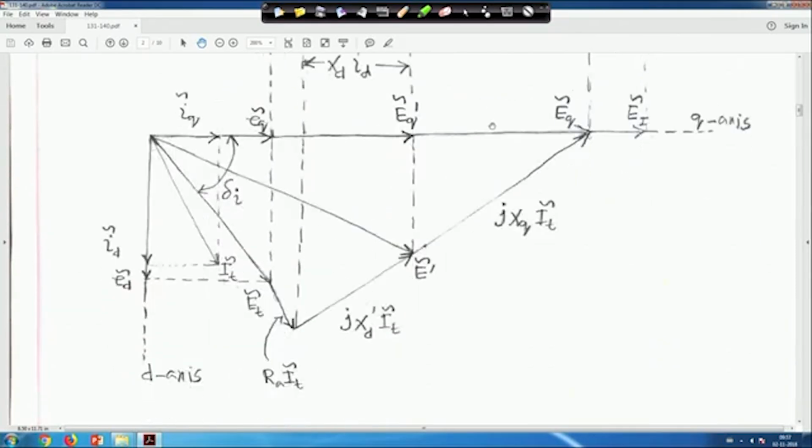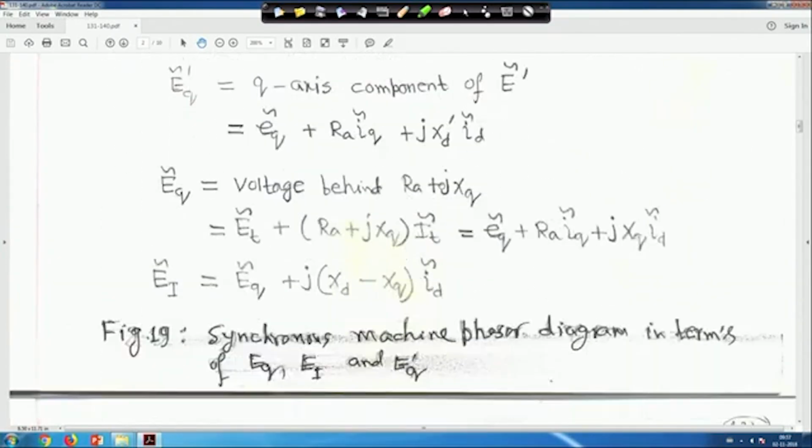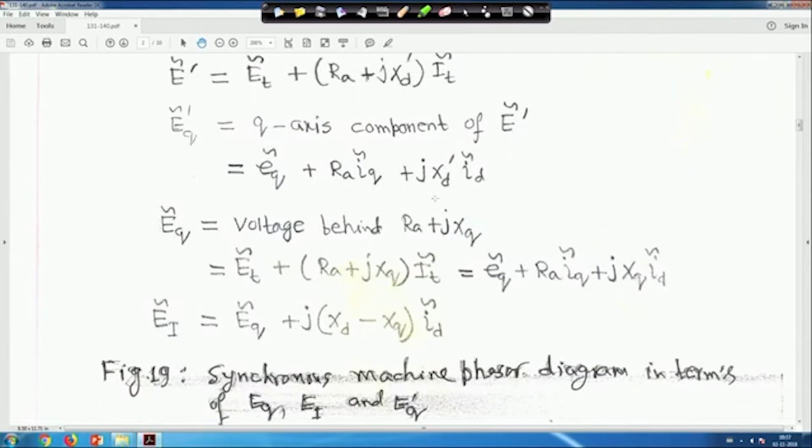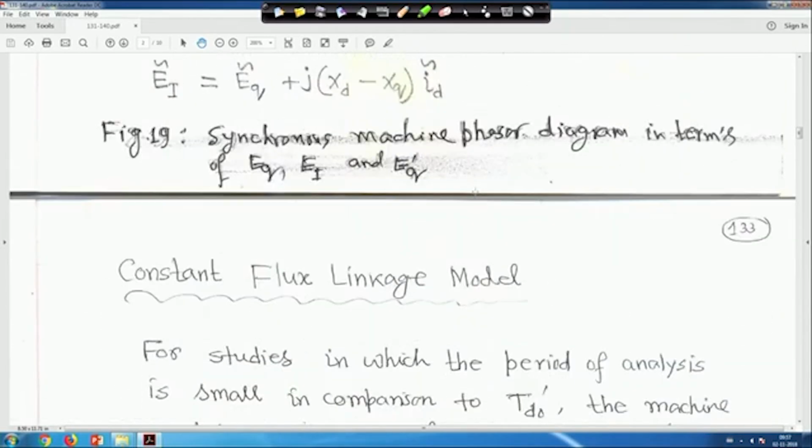So, this is one thing. So many things we have made, the J operator and others. If you see anywhere I have made any error, please put that in the forum. So, next is the constant flux linkage model.